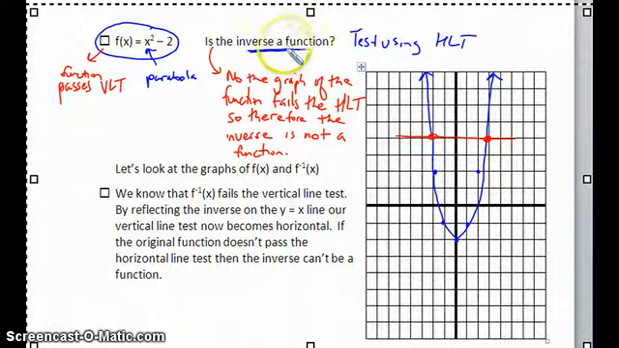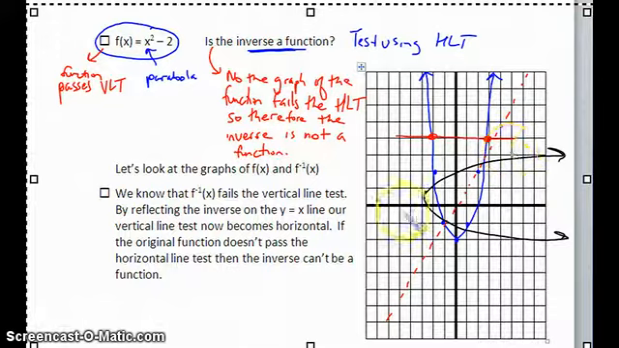The inverse of the function, I have not calculated that equation algebraically, but I know based upon the idea that this graph is a reflection along the line y equals x. So if I was to fold this blue graph along that line, what would happen is my graph would look something like this. It would be a sideways parabola, something like that. This is what the graph of the inverse looks like.